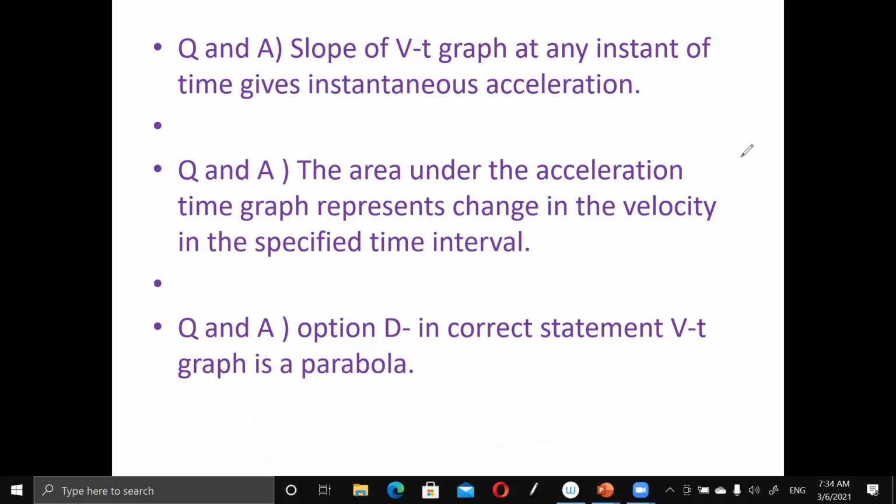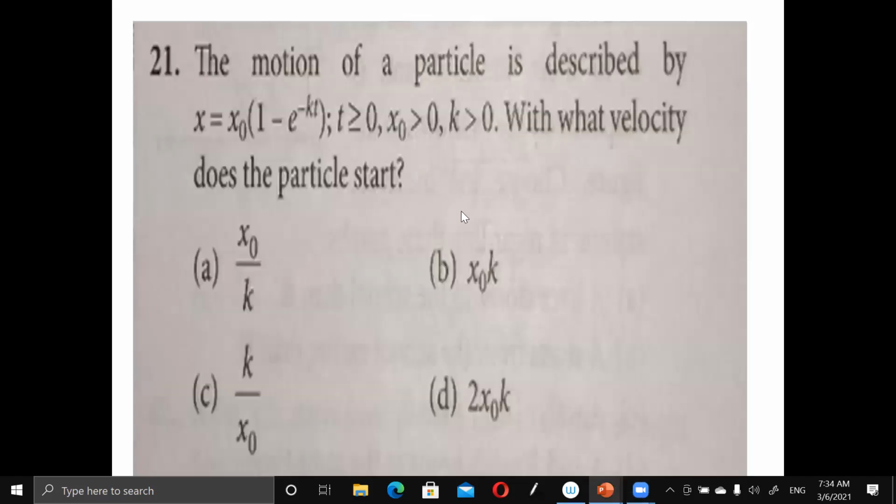I don't remember which question it was, so I picked up some of the questions and made them into a PPT. Now let's move on to the next one. This kind of question is very common and will turn up in the examination. The motion of the particle is described by x is equal to x naught into 1 minus e to the power of minus kt, where x naught is greater than 0 and k is greater than 0. With what velocity does the particle start?